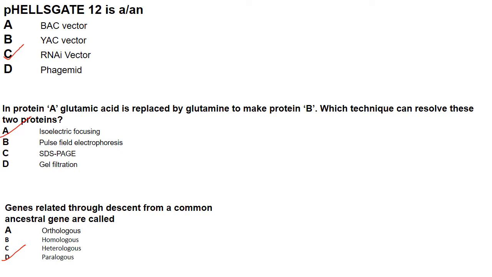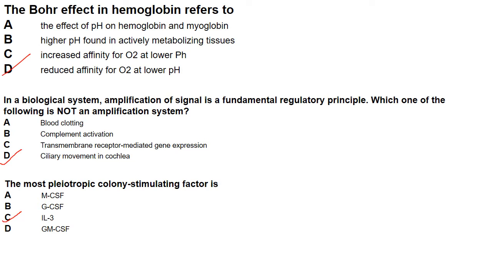Then genes related through the descent from a common ancestral gene are called as paralogs. The Bohr effect in hemoglobin refers to reduced affinity for oxygen at lower pH. Answer is option D. In a biological system, amplification of a signal is a fundamental regulatory principle. Which one of the following is not an amplification system? Blood clotting. Yes, it is amplification.